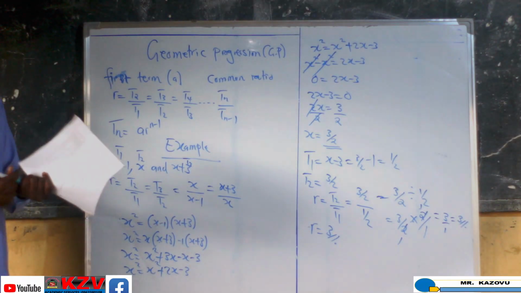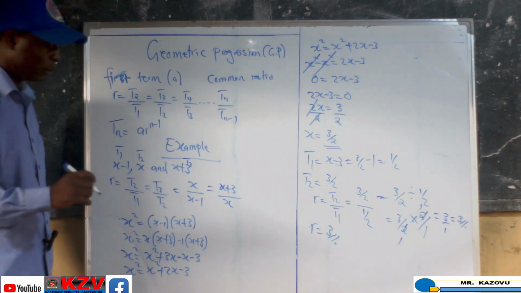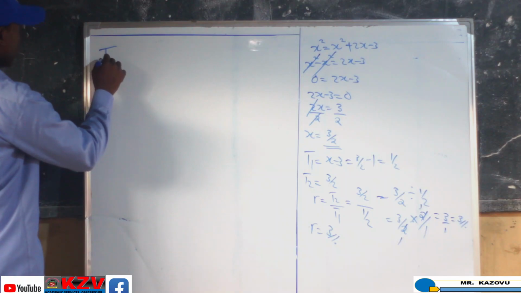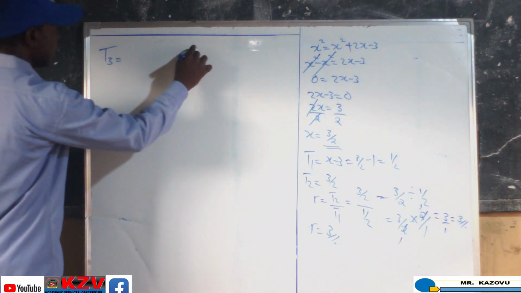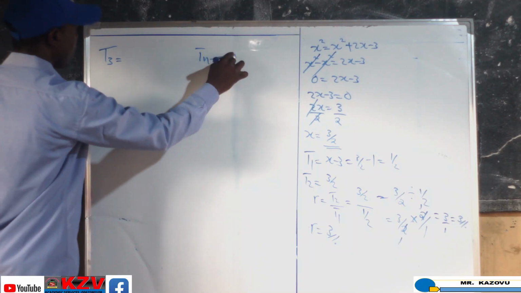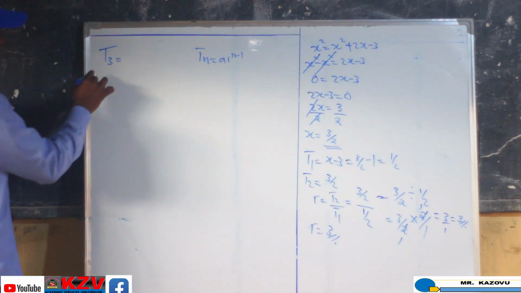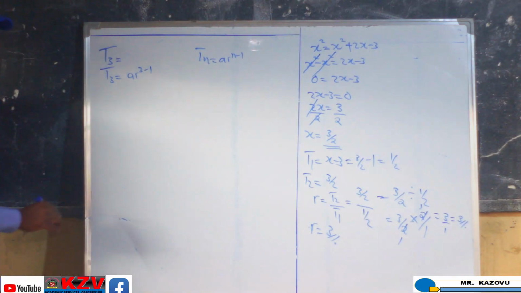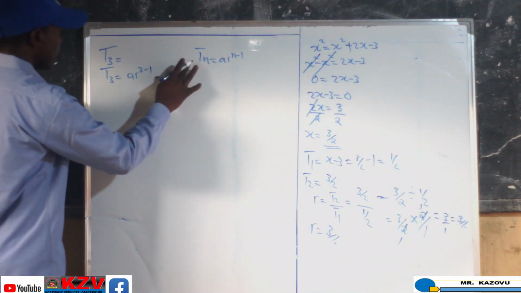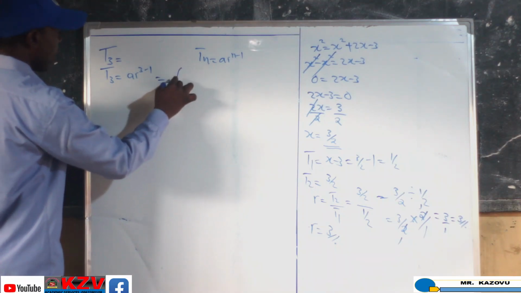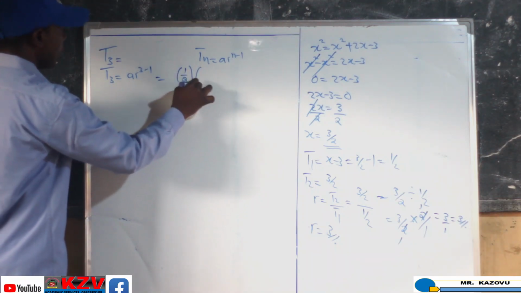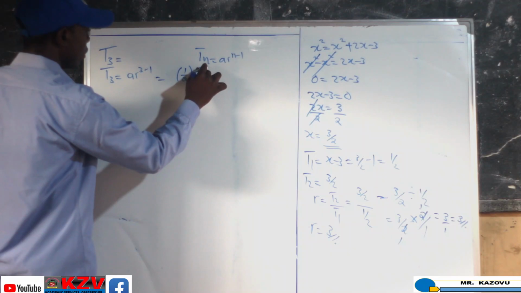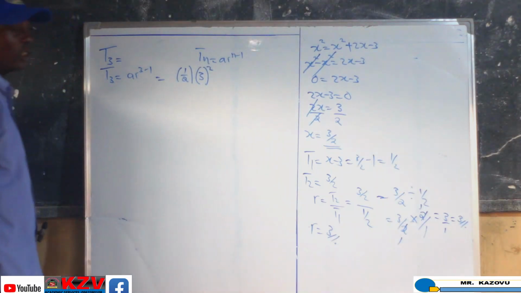Now let's move on to the next question, where they're asking, can you find the third term? Find the third term. Okay, so the third term, T3. Now T3, remember we said Tn is equal to AR to the power n minus 1, isn't it? Yes. But now as we are finding T3, T3 is equal to AR to the power 3 minus 1, implying that we have A. What is our A? Our A is half, 1 over 2, times, what is our R? Our R is 3, to the power 3 minus 1, which is 2, isn't it?